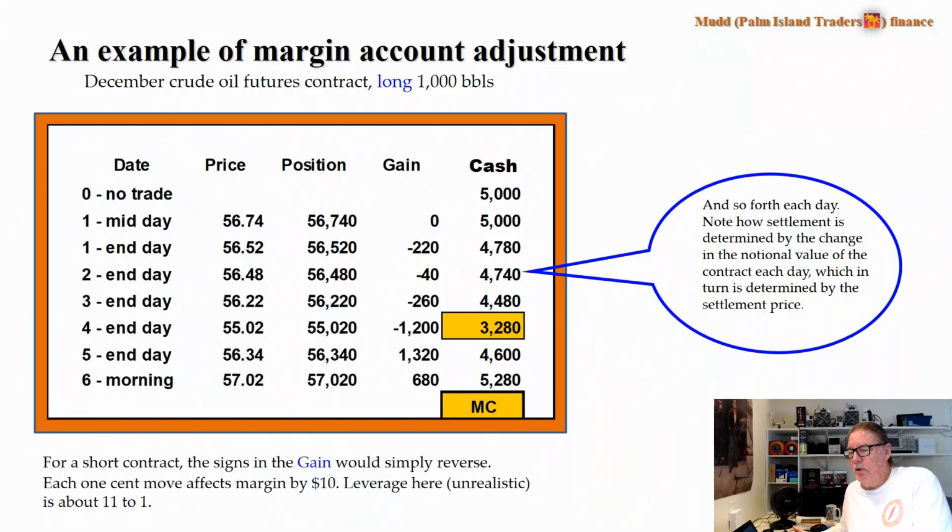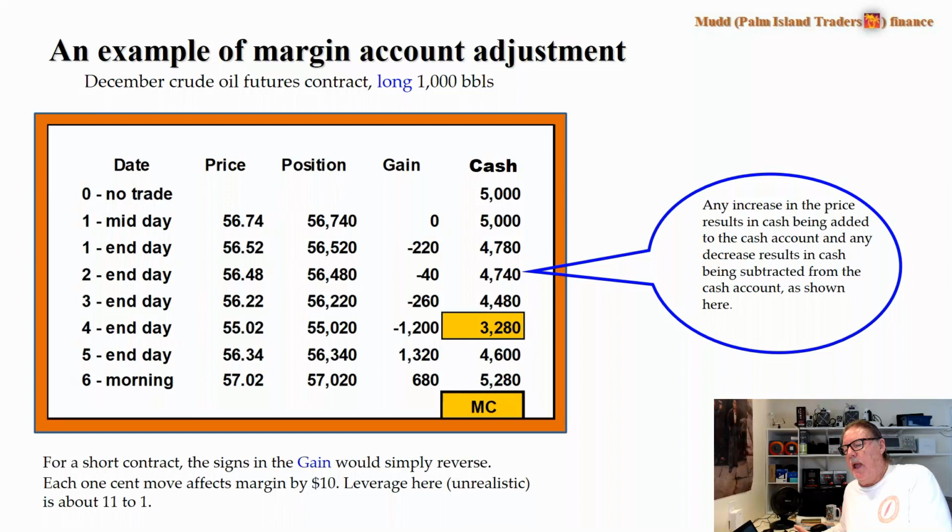So this process goes on every day until you offset or exit the contract. Any increase in the price results in cash being added to the cash account, and any decrease, as is shown here, results in cash being subtracted from the cash account.